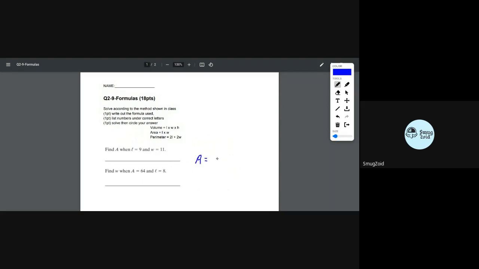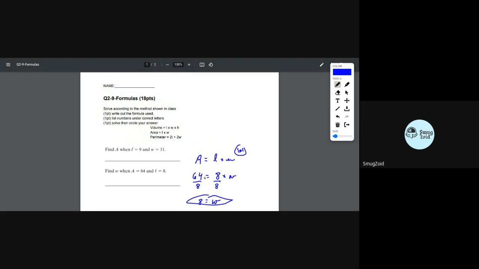So I'm still writing the formula. A equals, I can use cursive because it looks cool, right? So if my area is 64 equals my length, which is 8, times my width, right? If I divide by 8, 8 equals my width. So look, you write it out. That's 1 point. Should have done this with the other one.